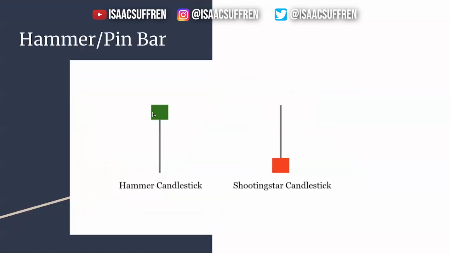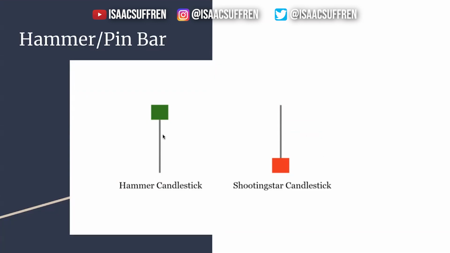Next, we have a hammer and pin bar. This is by far one of my favorite patterns. Now, like I said, don't worry about the name of it. Who cares? I honestly don't care. But this is called a hammer candle, or some people call it a pin bar. And this is an inverted candle, inverted hammer. So what these do, these are probably the best bearish or bullish reversal candlestick patterns you can get, because these signify lots of buying pressure or lots of selling pressure.